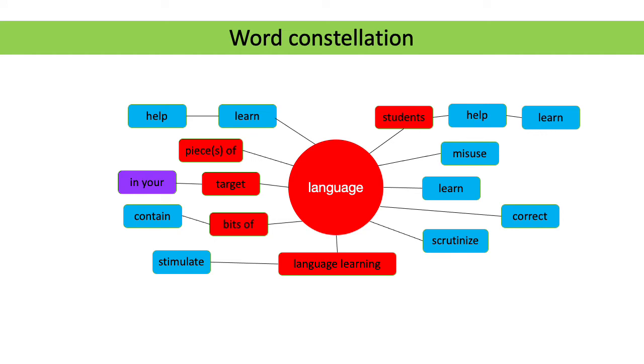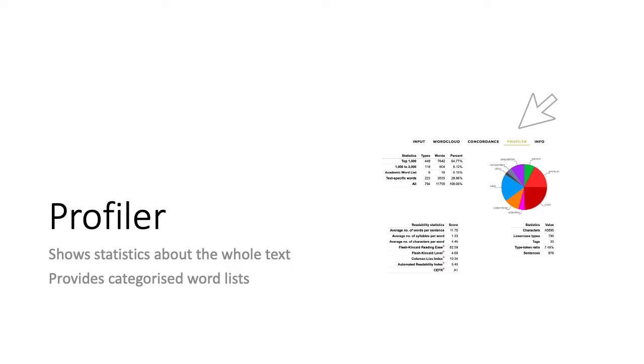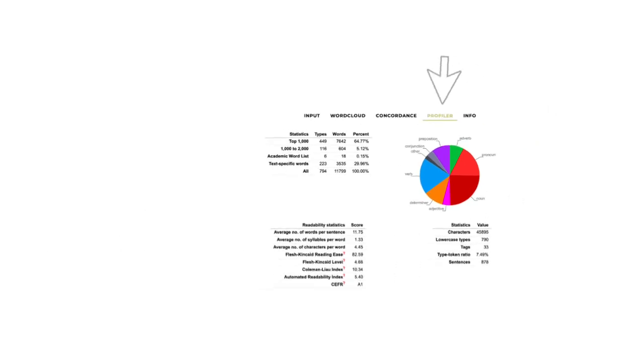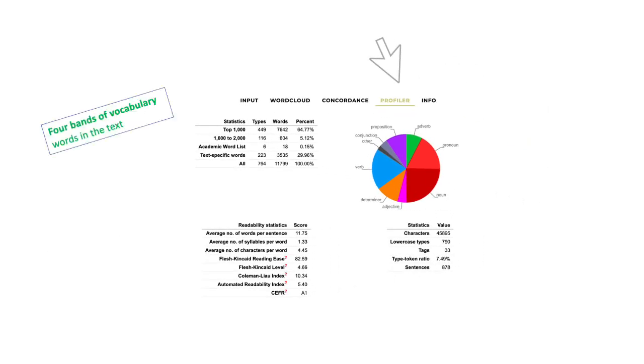You and they would need to be certain that there were benefits for doing so. Now let's see what Versatex Profiler can do for us. The Profiler shows statistics about the whole text and provides categorized lists of words. Here we have the most frequent 1,000 words in English, the second most frequent 1,000, the academic word list, and words not on the other three lists. So we can see the proportions of these types of words in the text.